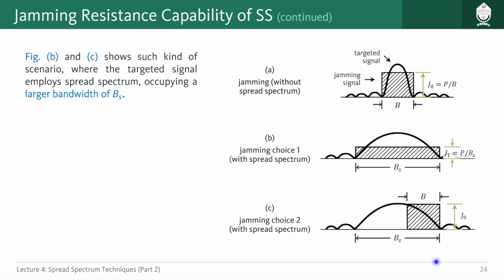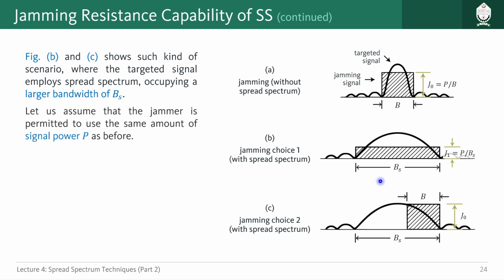Now what will happen if our targeted signal is transmitted using a spread spectrum technique? That kind of scenario can be observed in figure B and figure C, where the targeted signal is being transmitted using some kind of spread spectrum technique, and as a result it is occupying a much larger bandwidth of Bs compared to the previous bandwidth B.